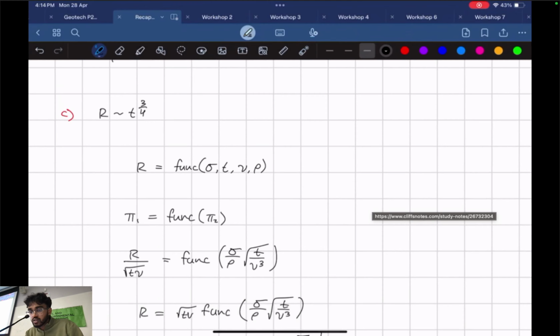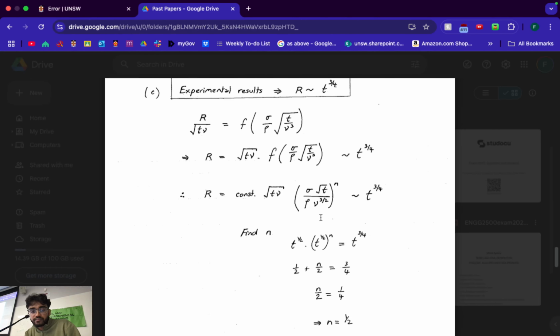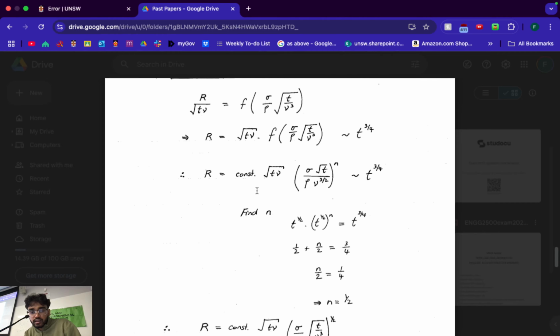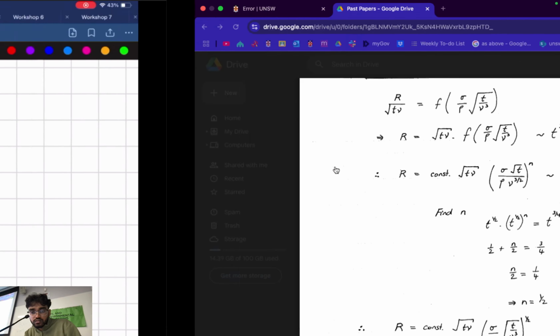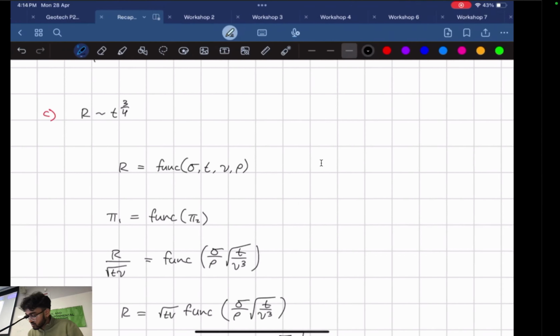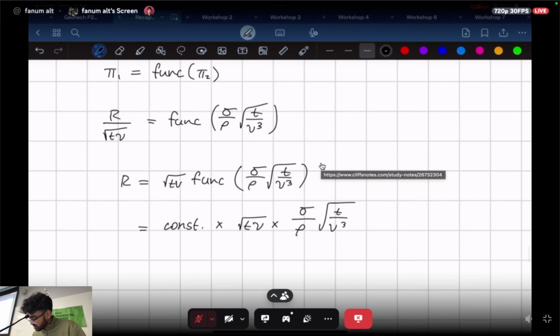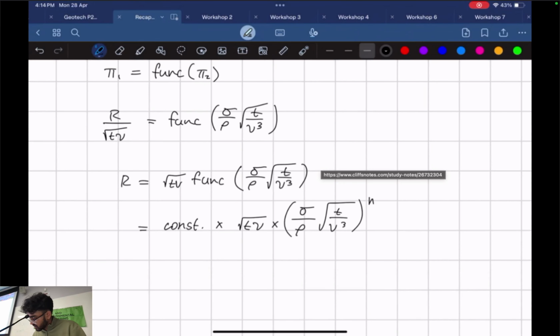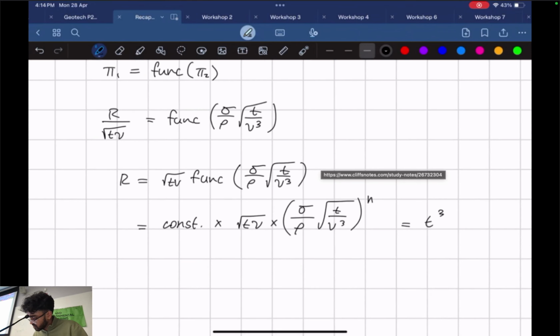I don't think you guys will see a question like this, but I just want to go through it anyways. And yeah, what you're going to have to do is, and then if this is equal to t to the 3 on 4, solve for n, because we have t on one side, t on the other side, right? And then you can actually find what your function is in terms of your pi numbers, right?